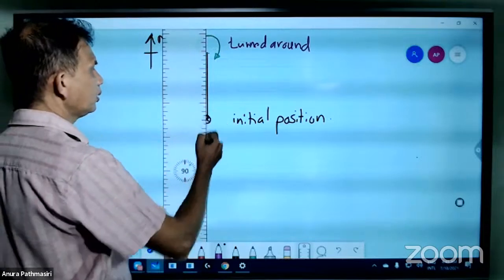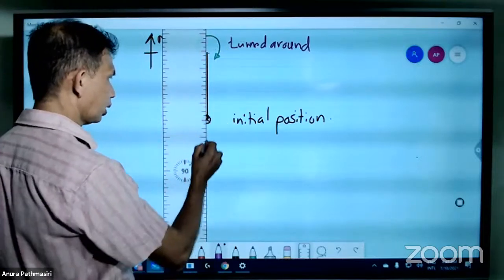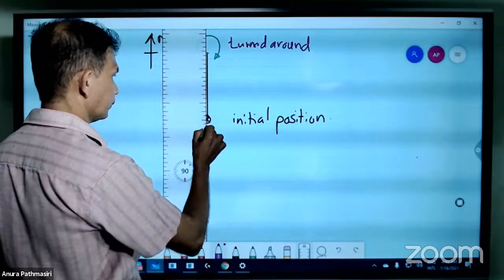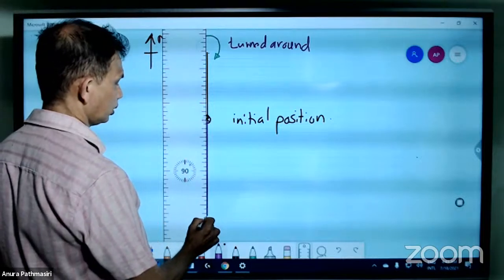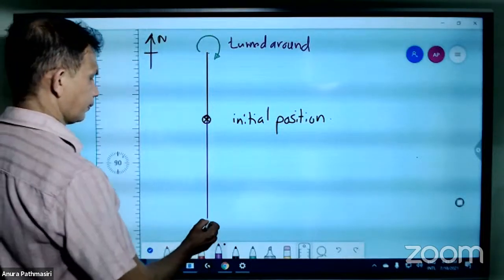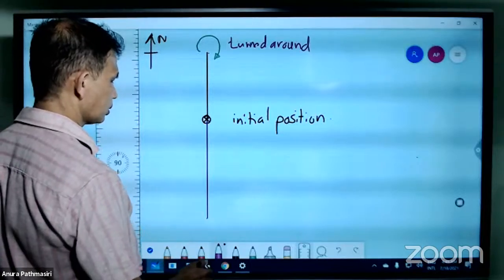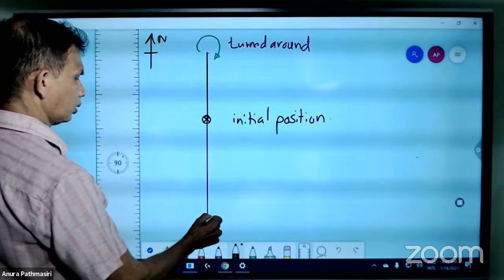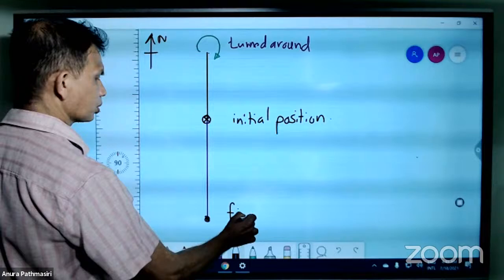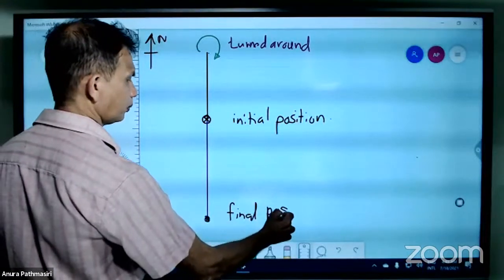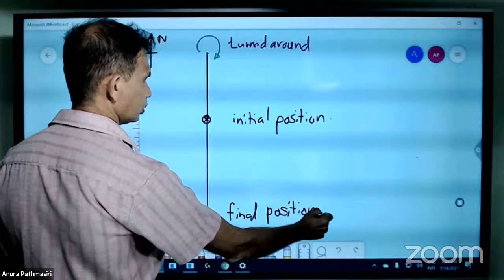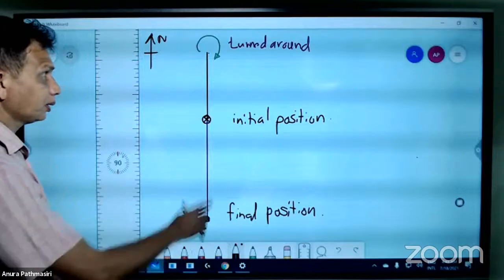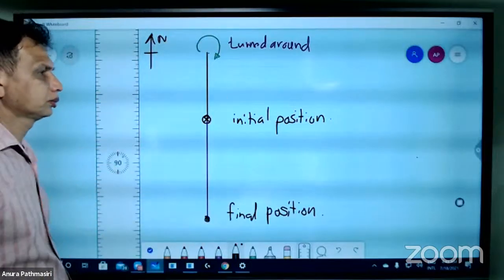Here there is 20 and it should travel another 40. Should continue another 40. So this is then the final position. You got the final position. And this is the initial position. Now this is the final position. But it traveled up and then came down.